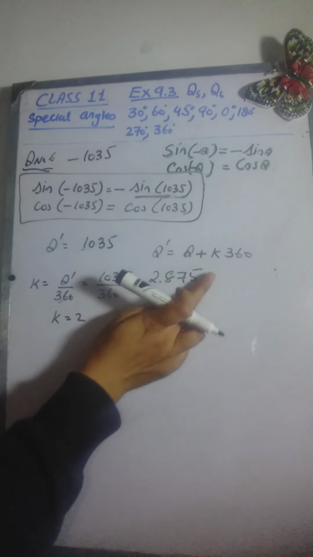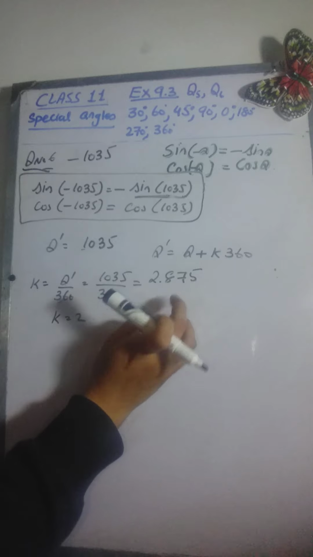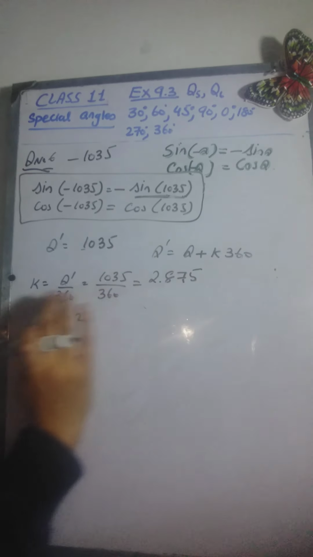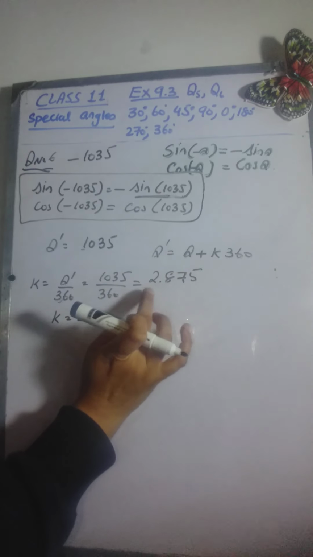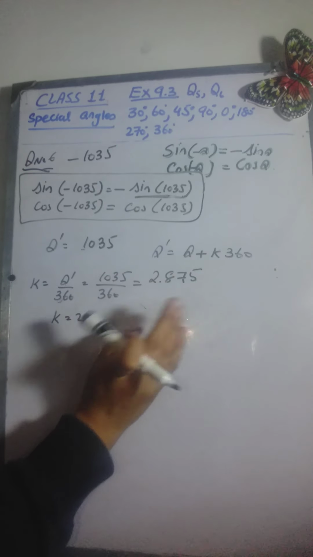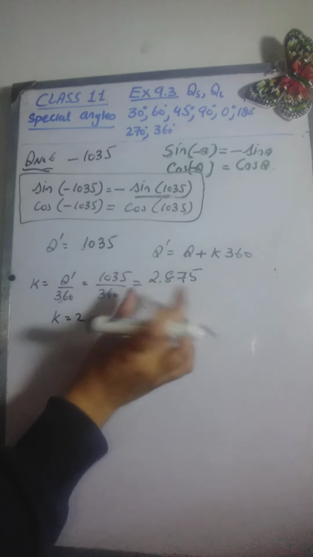This just gives us the approximate value, just a guess about k, because k can be any integer. So take an integer which is near to this one, either 2 or 3. It just gives us an approximate value.